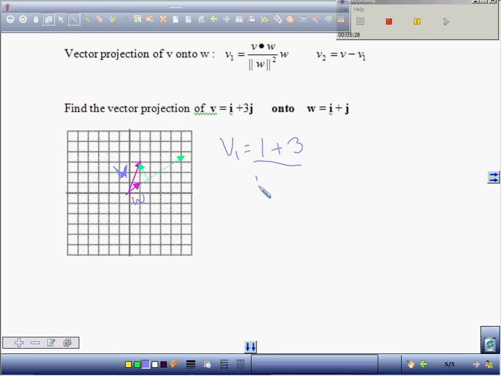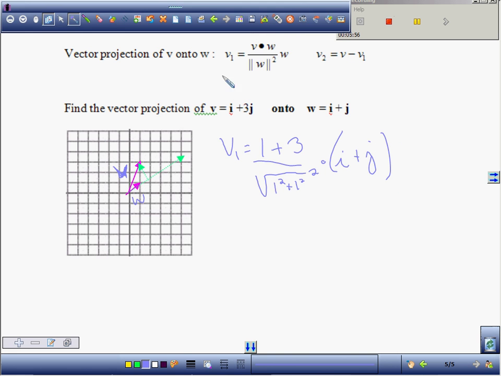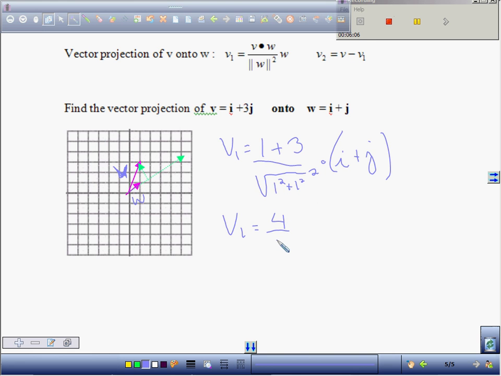So the magnitude of W is the square root of 1 squared plus 1 squared, and then squared. You guys, the magnitude is the square root of the a part squared and the b part squared, and if I square it, it takes the square root away, times W. Well, W is i plus j. So I just plugged into this formula up here. Simplifying that, I get V1 equals 4 over 2, times i plus j, which is equal to 2i plus 2j.